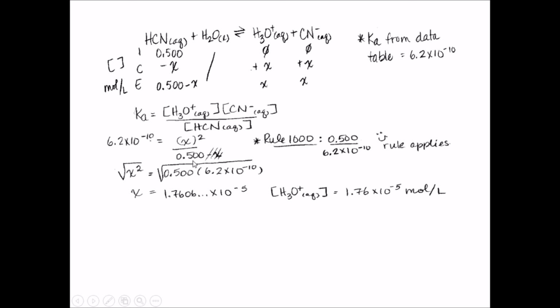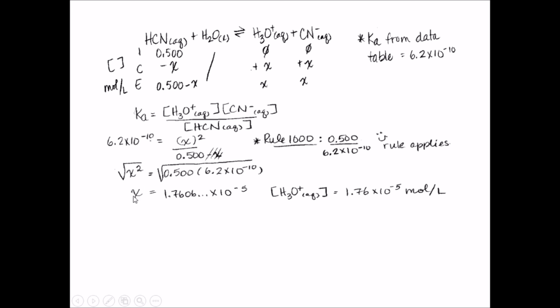0.500 minus X. So we need to check to see if the rule of 1,000 applies, and that is the initial concentration of the acid divided by the Ka of the acid. And we can see a smiley face, so that calculation is greater than 1,000, meaning the rule of 1,000 applies. We can get rid of the minus X from the denominator.